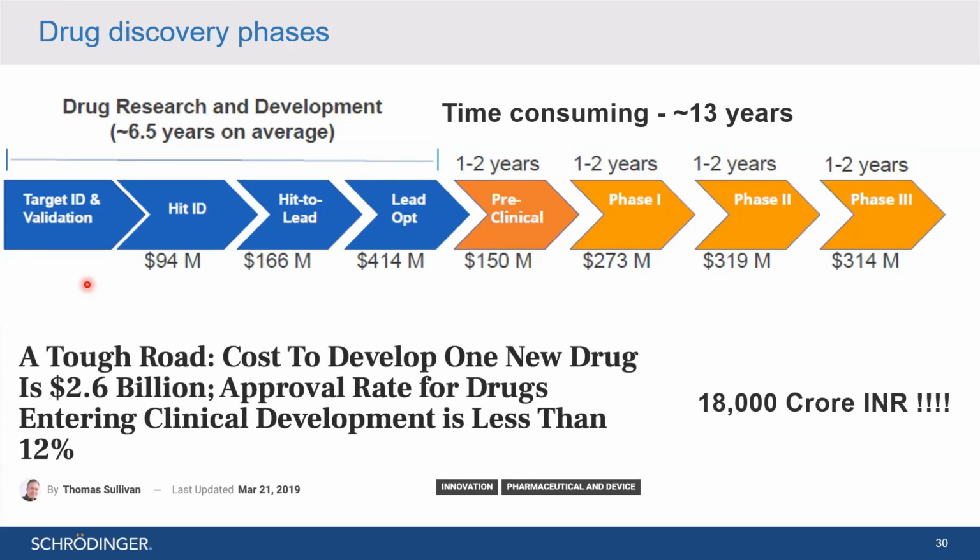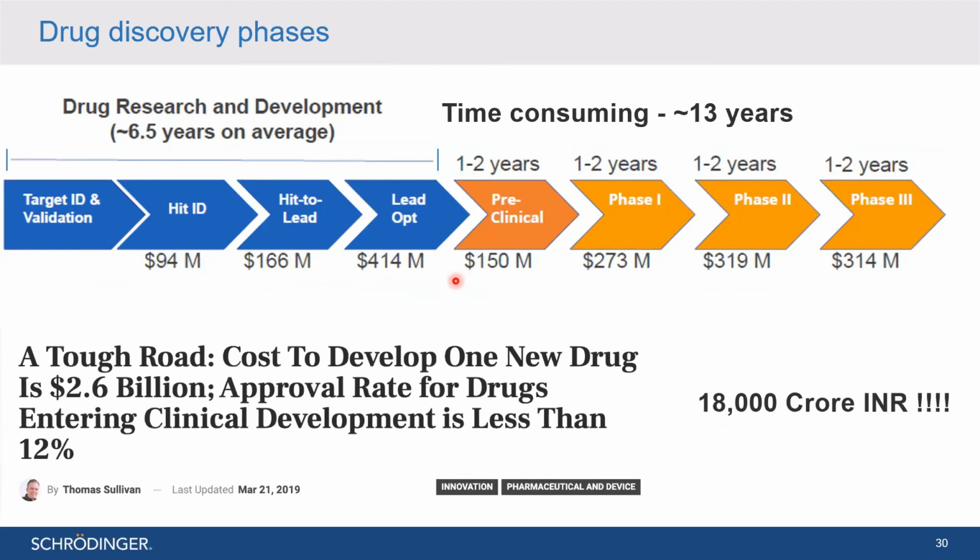So everything comes into the picture, and it all ends up with around 2 billion US dollars for each drug molecule. And if you calculate it in Indian rupees, it is almost 18,000 crore rupees. It's a huge amount of money. But if you see it critically, there are various phases of drug discovery.